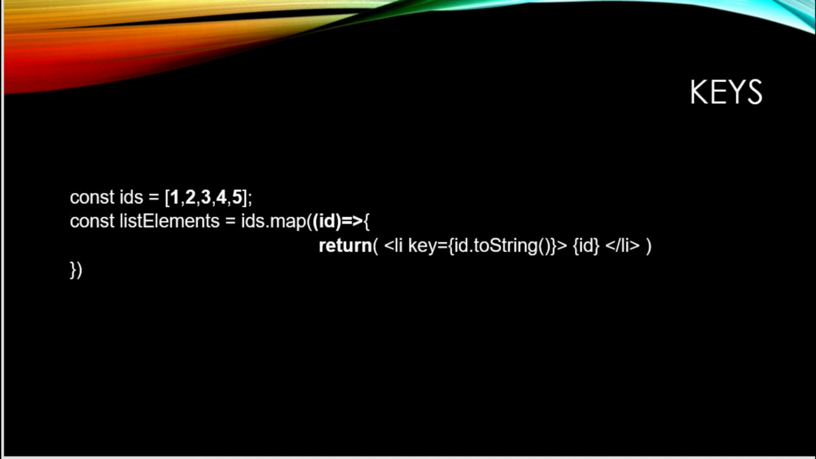Keys are generally used for displaying a list of data coming from an API. Keys used within arrays should be unique among siblings. They need not be globally unique.